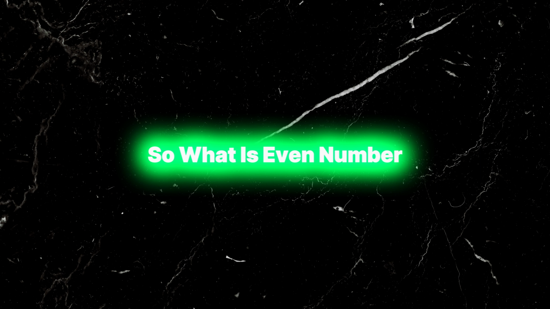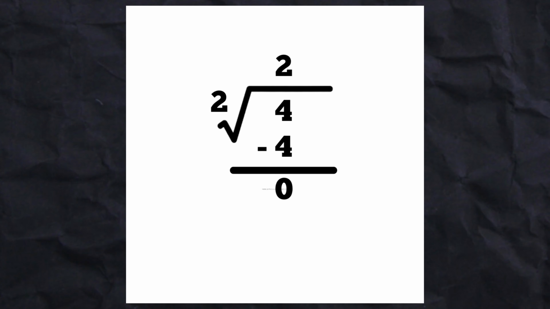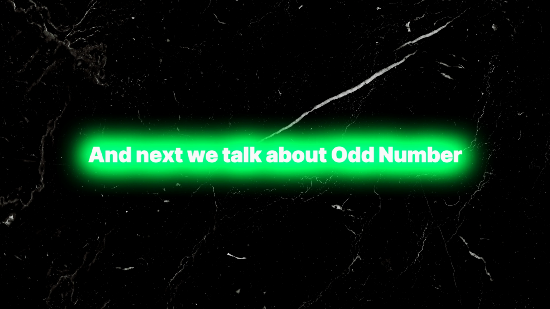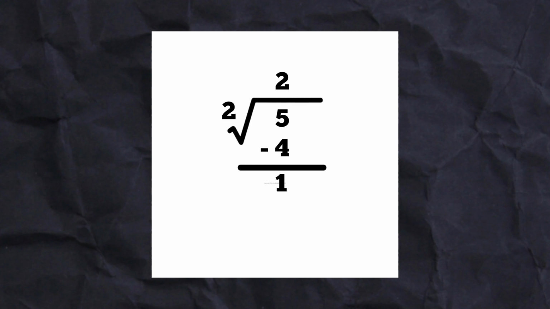So what is an even number? Even numbers are those that are divisible by 2 without leaving a remainder. And next we talk about odd numbers. Odd numbers are those that are not divisible by 2 without leaving a remainder.